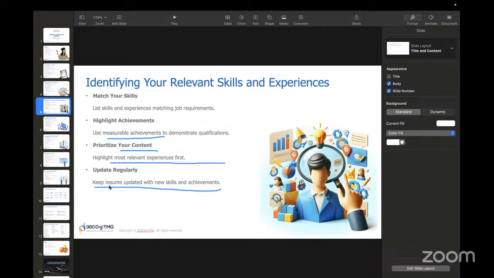And please update your resume regularly, because it will increase your chances of getting selected.